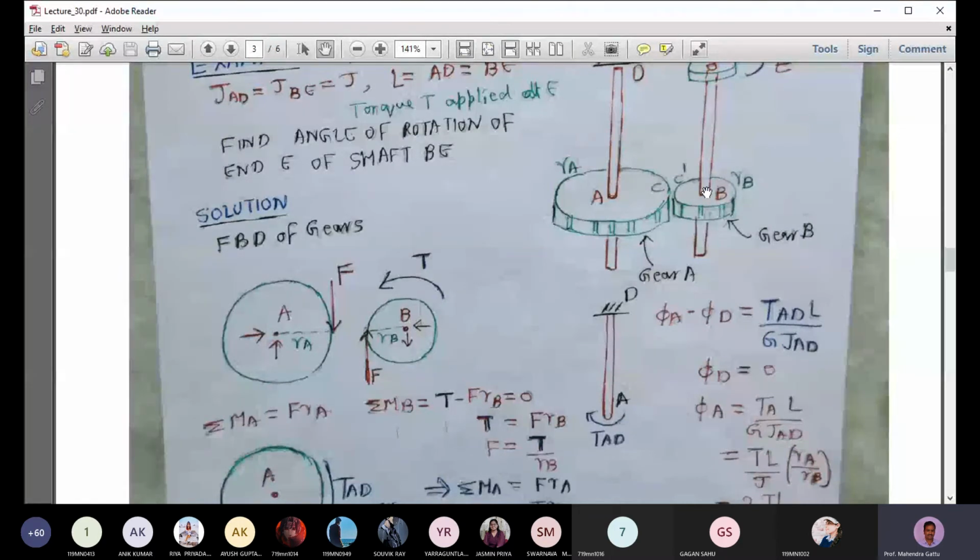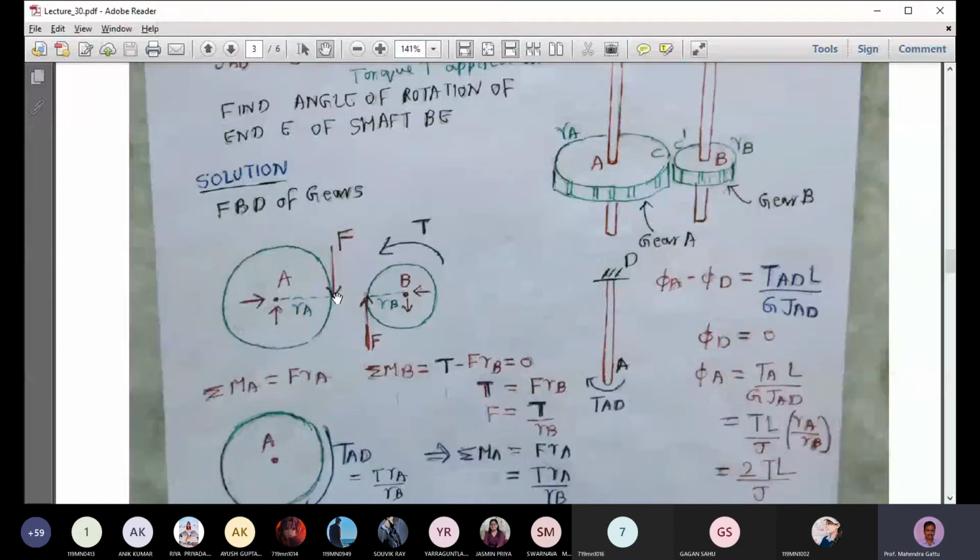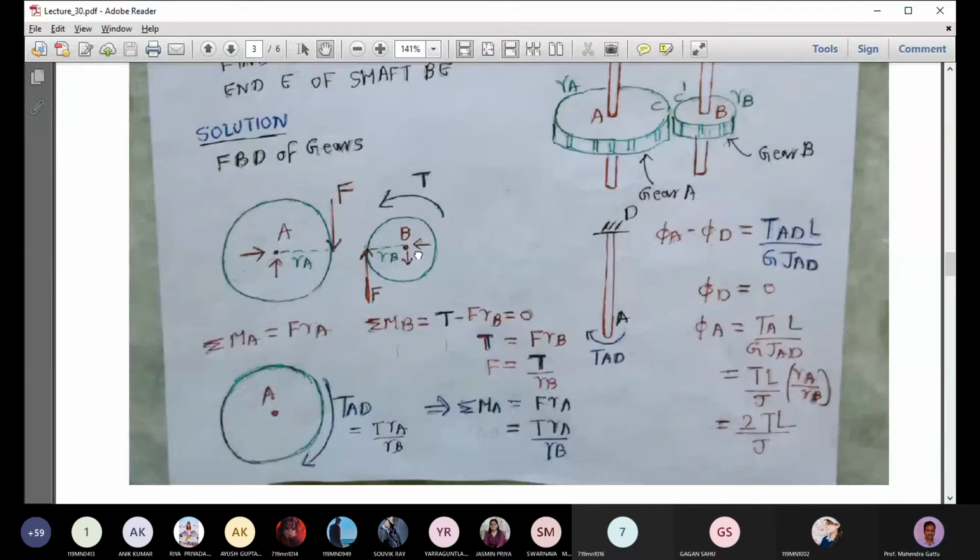And for gear A, what happens? We are trying to rotate gear B, so there is this resistance happening here. An equal and opposite resistance force will act here on gear A. That force is F, and that is acting at point C. And at A, we can have some reactions, RAX and RAY. So this is the free body diagram for gear A and gear B. Now let's analyze what is happening in gear A due to the force F.